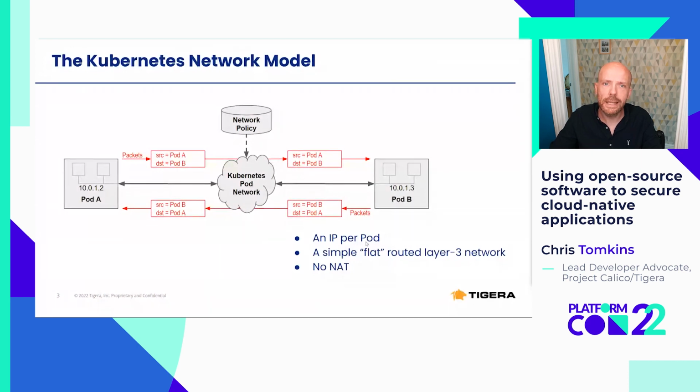The next rule is that it's a simple, flat, routed layer 3 network, and that means that every single pod can reach any other pod with the IP address, and there must be no network address translation, which is shown with the red icons here, showing the fact that there's no network address translation within the cluster. There are other rules, but these are the primary rules of the Kubernetes network model.